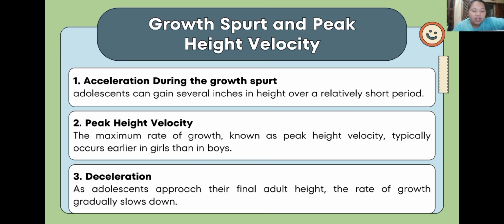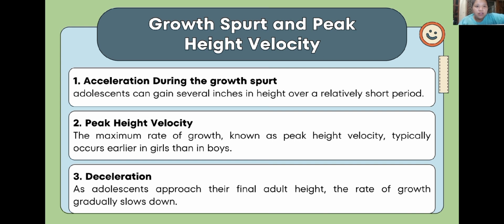Next is the peak height velocity. The maximum rate of growth, known as the peak height velocity, typically occurs earlier in girls than in boys. Girls generally experience their fastest growth spurt around ages 11 to 12, while boys tend to reach their peak height velocity a few years later, around ages 13 to 14. This difference is due to the timing of puberty in each gender.